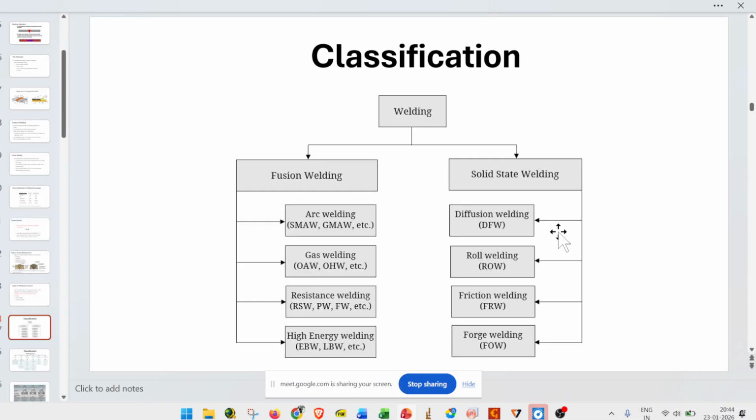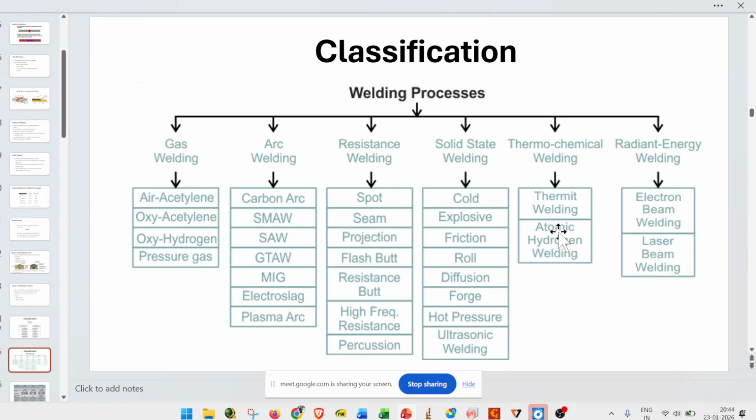Similarly, in roll welding, we take two sheets, two metal plates, and make them roll. Because of the pressure at the contacts, both will become joined. Friction welding and forge welding are also similar cold working processes. These are the broader classifications of the welding processes, you can see.